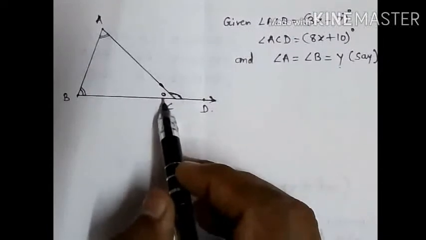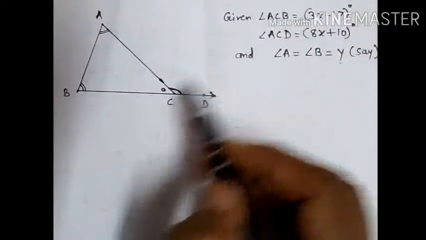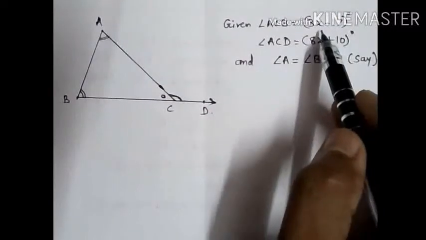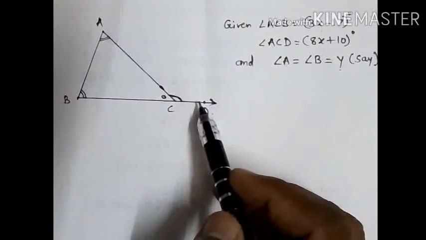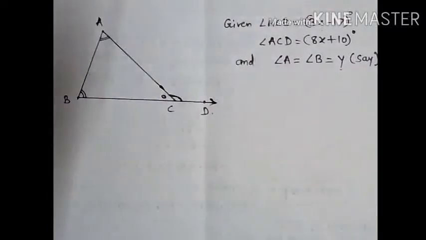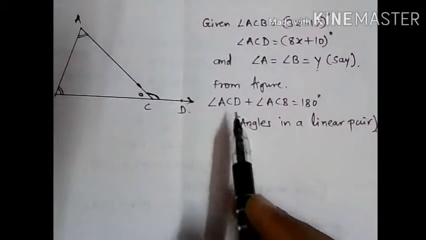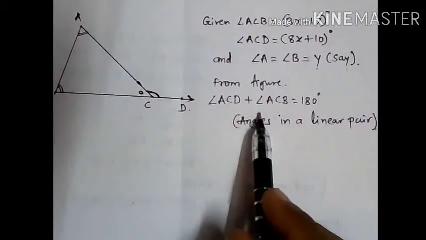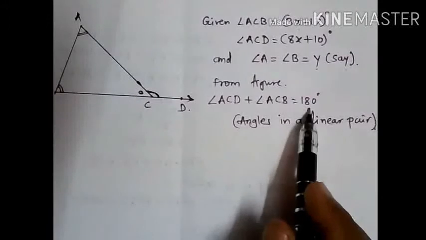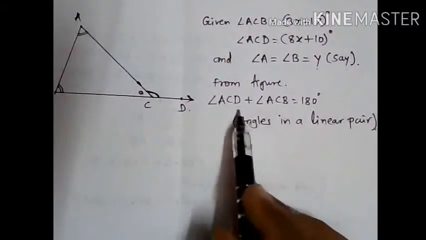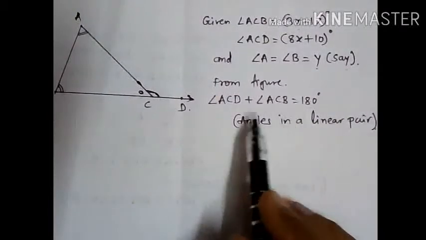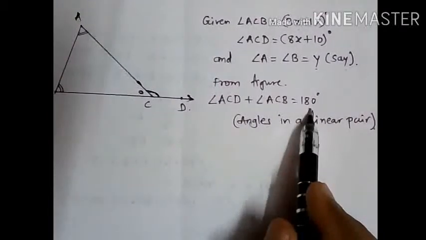Therefore solve this example for the value of x. To find the value of x, now solve this equation. Therefore from figure angle ACD plus angle ACB is equal to 180 degree. Because angles in a linear pair are supplementary, therefore their sum is 180 degree.